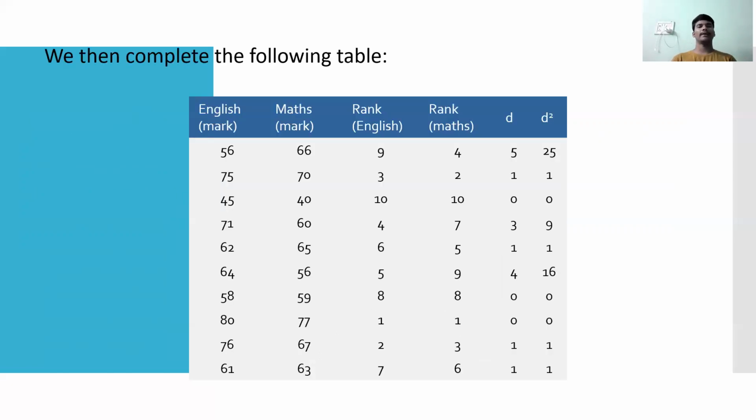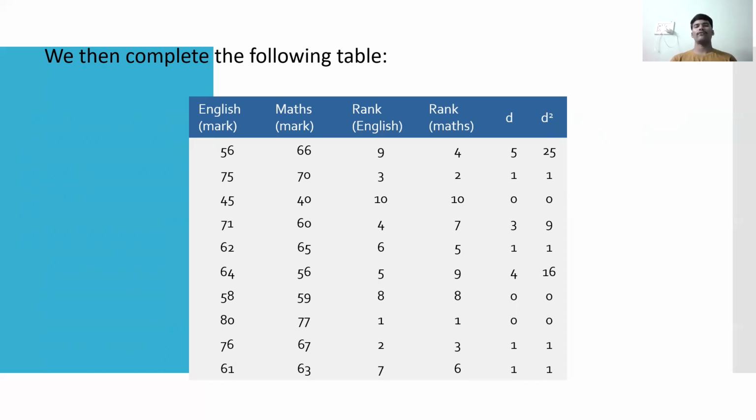We'll go into the topic. See, English marks and maths marks. Rank of English and maths, generally we can give a ranking method, means which has the highest value will be rank 1, and which has the lowest value will get the lowest rank. Here in English, 80 marks is the highest, so that it got first rank. Likewise, see here D is equal to the difference of two ranks, as we said just before.